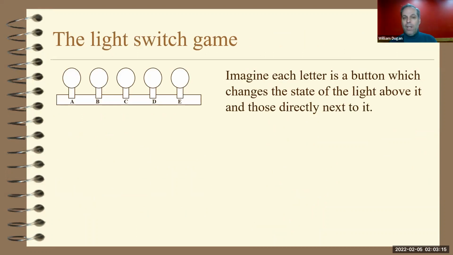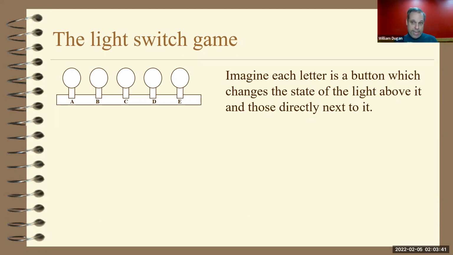Okay, with that in mind, this is called the light switch game. It's an example of one of these finite linear games. So imagine that underneath each of these light bulbs is a button. If you push the button, it changes the status of the light directly above it, but also the lights adjacent to it.